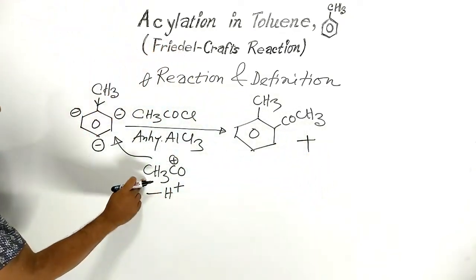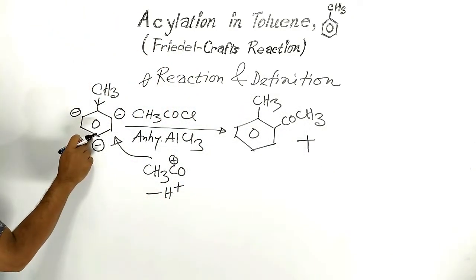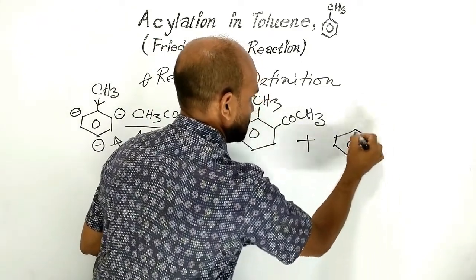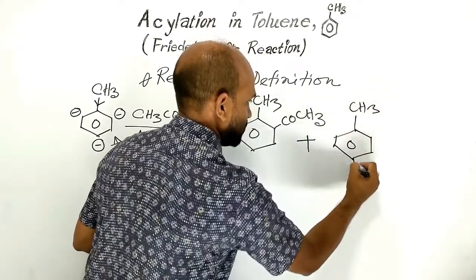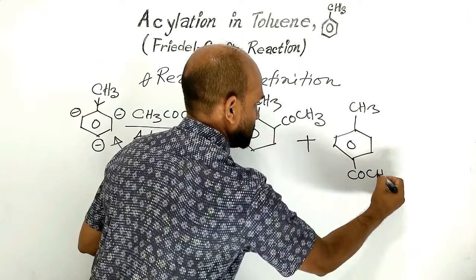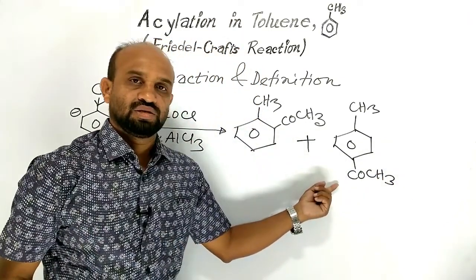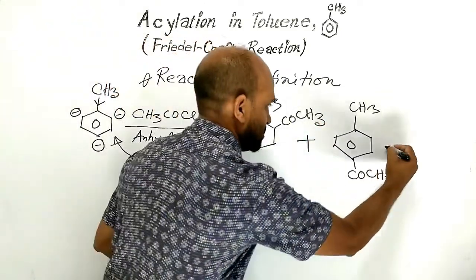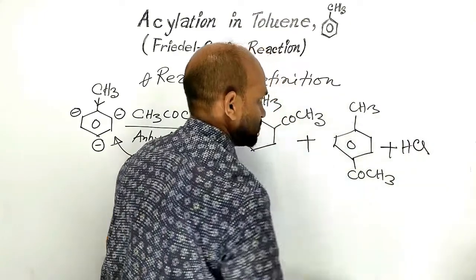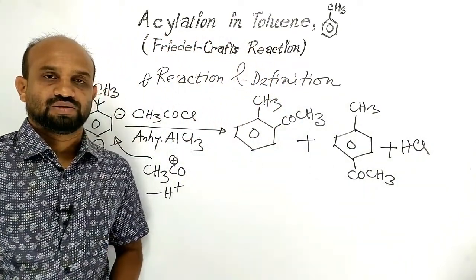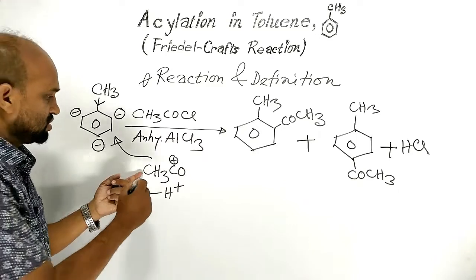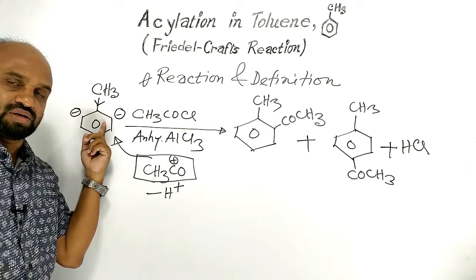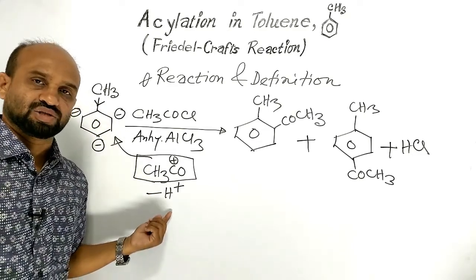Again, when this electrophile attacks the para position, we get this compound, with COCH3. This is 4-methyl-acetophenone, and HCl is formed as a byproduct. In this reaction, the acyl group combines with the benzene ring, replacing a hydrogen atom.